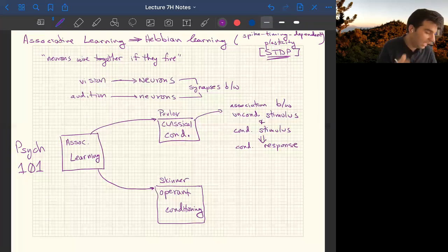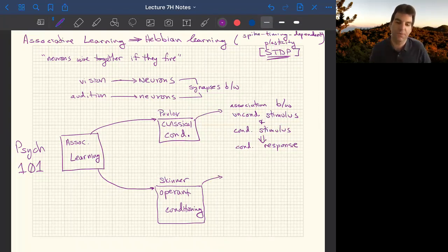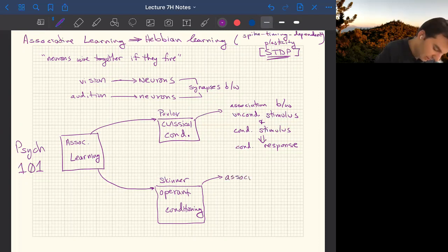All right, so operant conditioning. This is basically an idea that there is an association between behaviors and reinforcement. So this is where reinforcement comes back into play. And so, association between behavior and reinforcement.